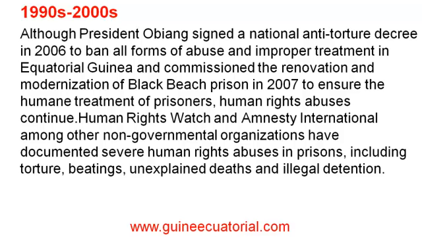1990s 2000s. Although President Obang signed a national anti-torture decree in 2006 to ban all forms of abuse and improper treatment in Equatorial Guinea and commissioned the renovation and modernization of Black Beach Prison in 2007 to ensure the humane treatment of prisoners, human rights abuses continue. Human Rights Watch and Amnesty International, among other non-governmental organizations, have documented severe human rights abuses in prisons, including torture, beatings, unexplained deaths and illegal detention.